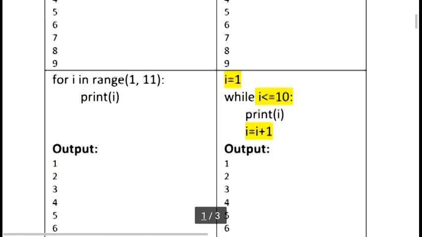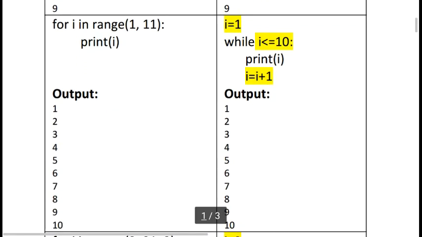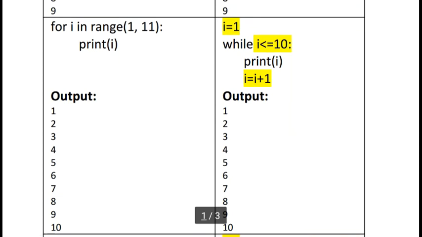Now here I am taking the next example. Here I want to display from 1 to 10. For i in range, here I am mentioning 1 comma 11. 11 means 1 less, so 10. So 1 2 3 4 5 6 7 8 9 10. Here 10 you will also see.